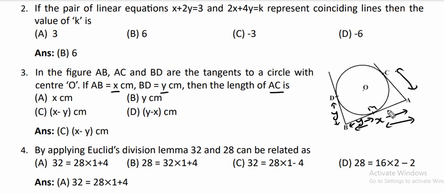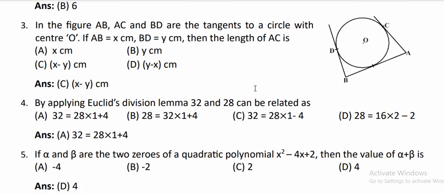What is the value of AM? Here we consider this as x minus y. So if you subtract this y, this gives you AM. So therefore that is equal to x minus y, that is equal to AC. The value of AC is equal to x minus y. Therefore option C is the correct answer. Then we move on to the next question.